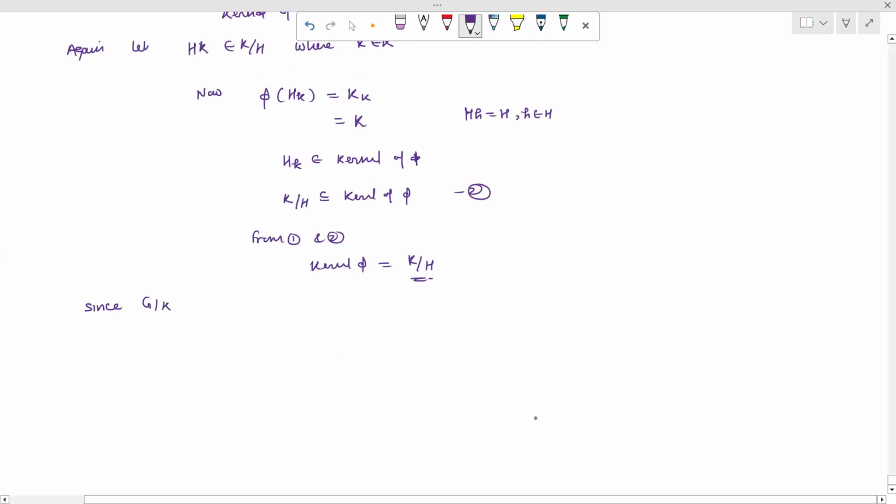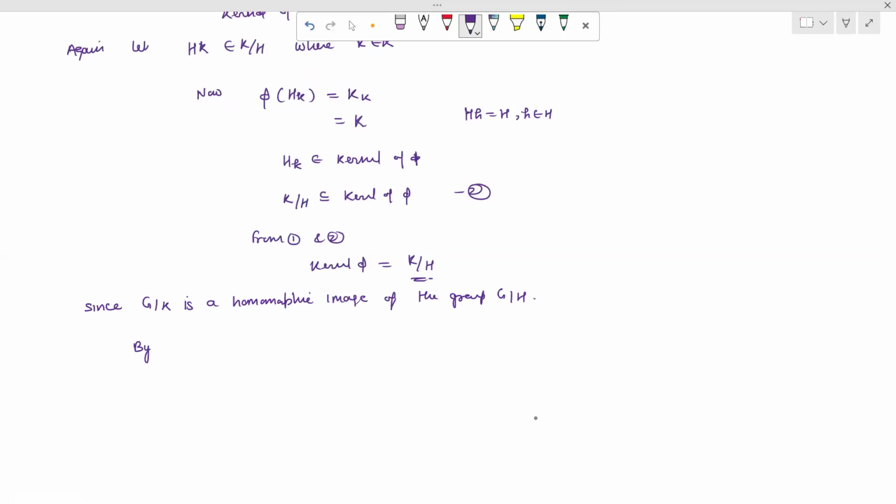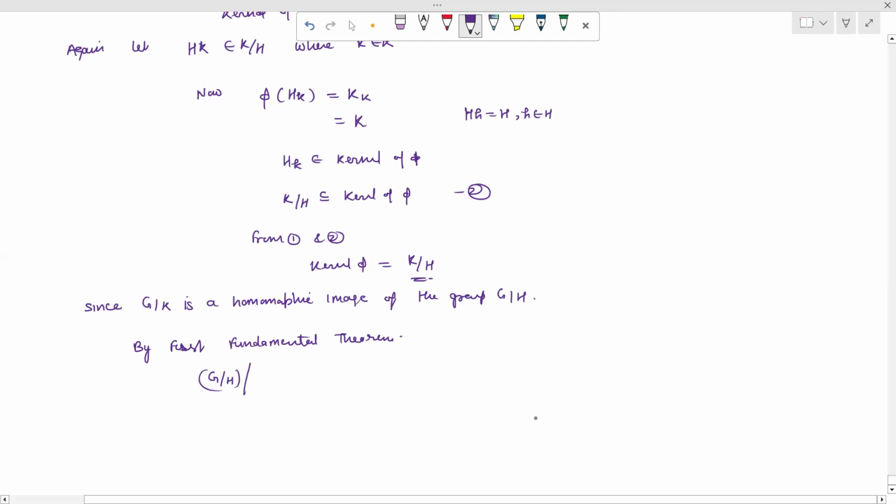Now we see that G over K is a homomorphic image of the group G over H. So by the first fundamental theorem, directly we can write down that G over H over K over H is isomorphic to G over K.